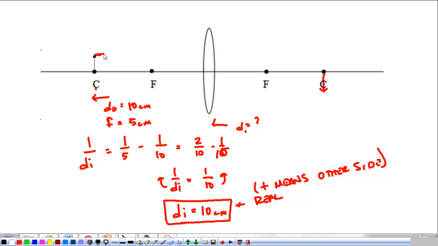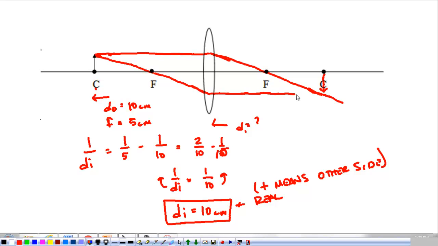If we draw a line coming in to the lens parallel, we know that it has to go out of the lens through the focal point. And we know that if we come into the lens through the focal point, we have to come out parallel.